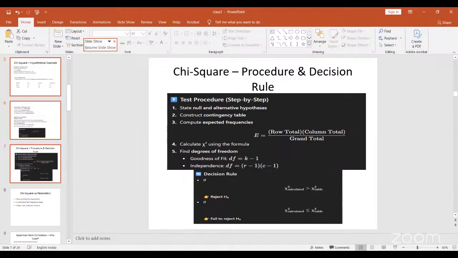This slide is visible, right? And the text are also visible.